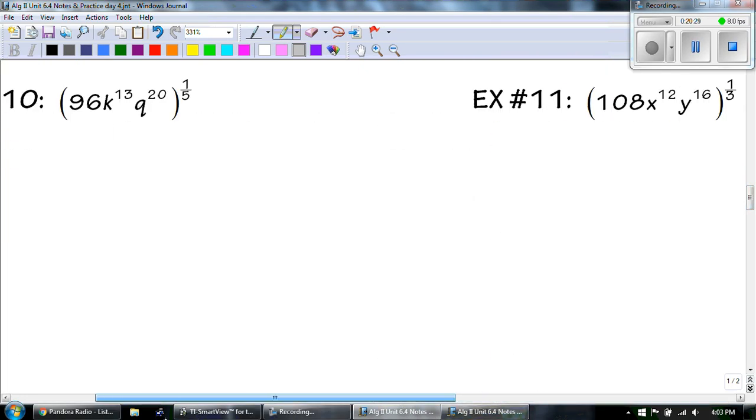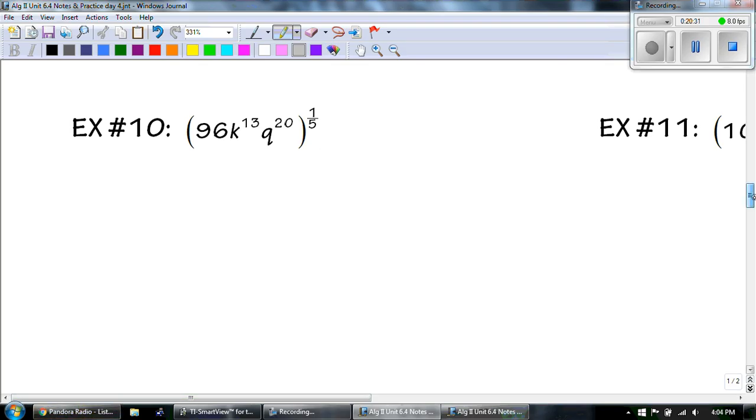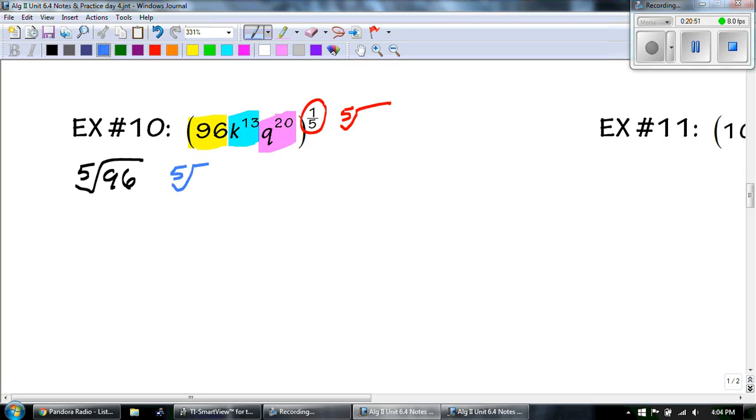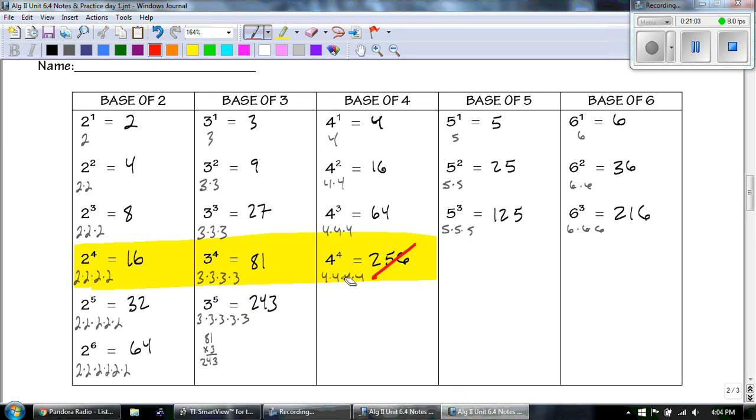All right. Let's do a couple more together. All right? So look at the three pieces, and then whatever your root is, this is going to be the fifth root. Okay? So I have the fifth root of 96, the fifth root of k to the 13th, and the fifth root of q to the 20th. Okay? So the fifth root, I'm looking back over here.